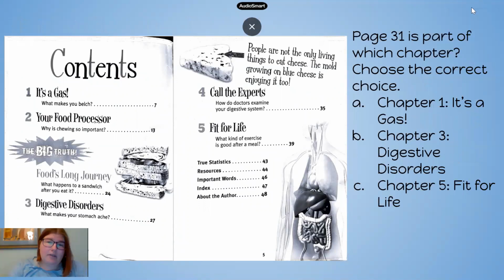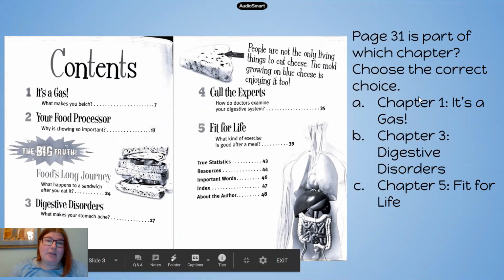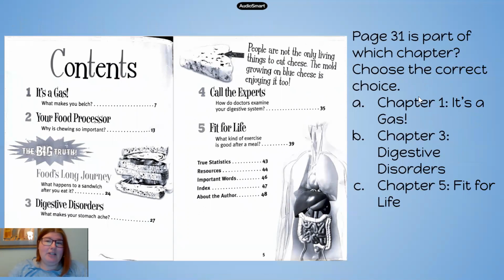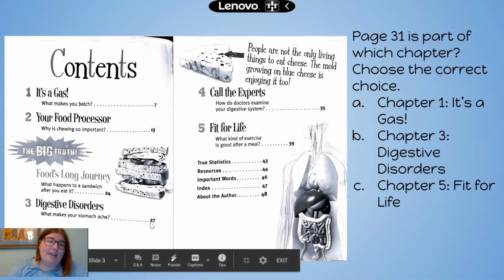So we have a question here about using the table of contents. It says, page 31 is part of which chapter? So I notice right away that it doesn't give me the pages that each chapter goes until. So I know chapter 1 starts on page 7 and it actually ends at page 12 because chapter 2 starts at page 13 and it goes all the way until page 26.